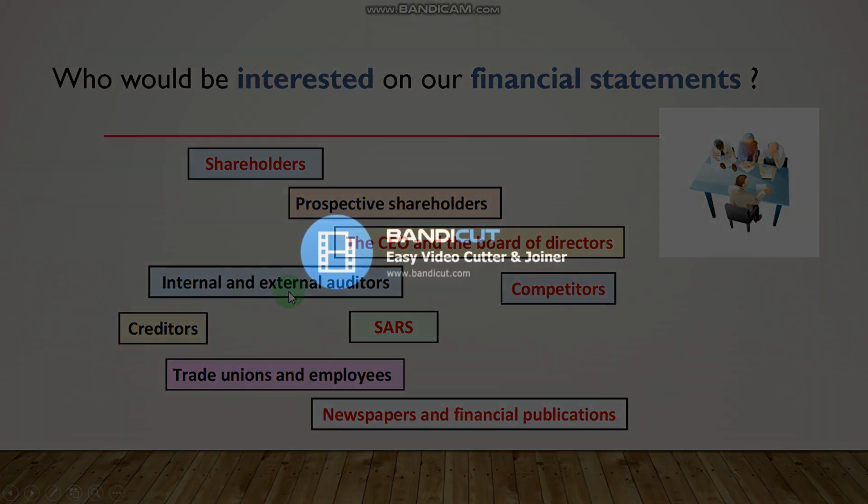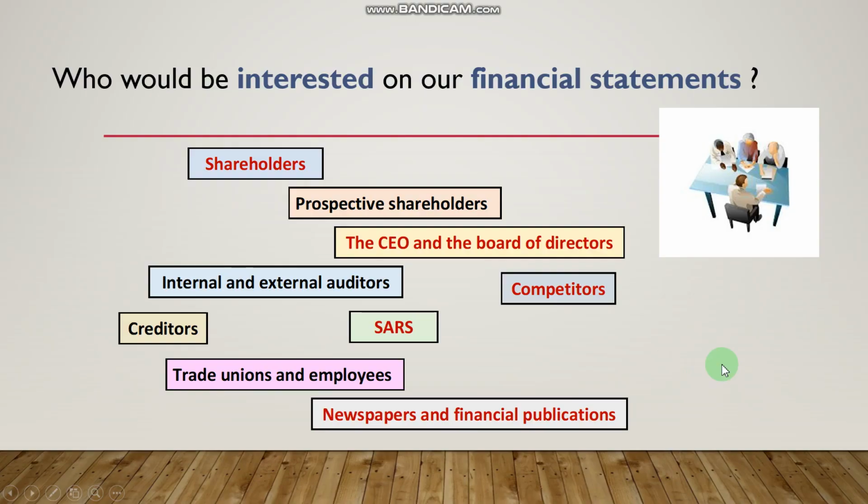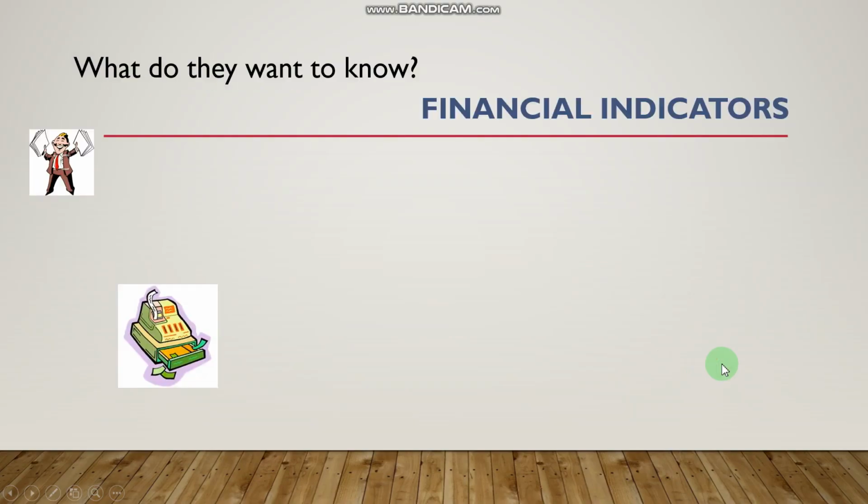Financial statements, let's look at what they want to know. We know who they are. What do they want to know? So, in communicating to them, we will look at financial indicators. Now, financial indicators is a long section. It has a number of different categories, and each category would have a number of different indicators.